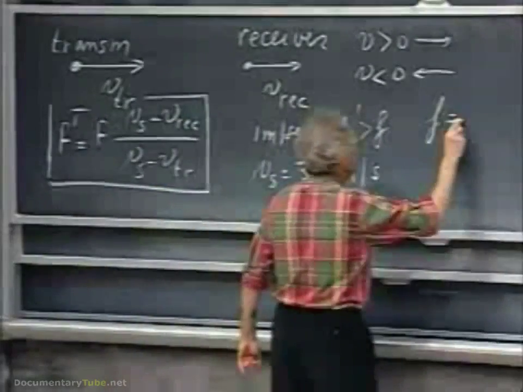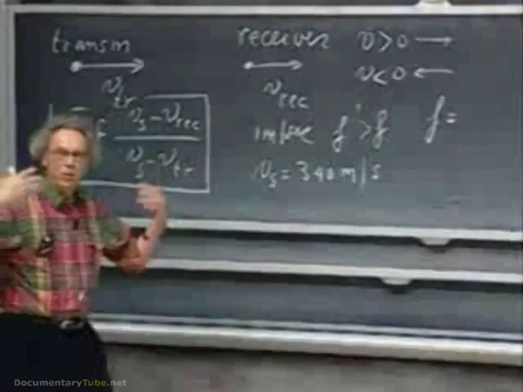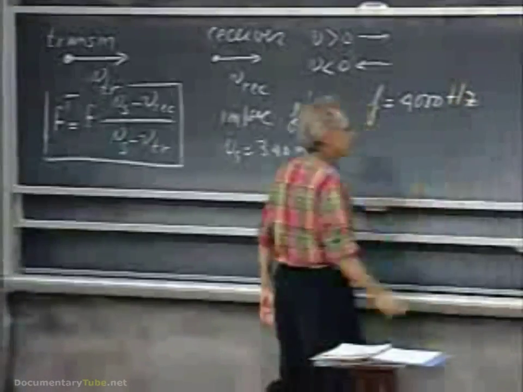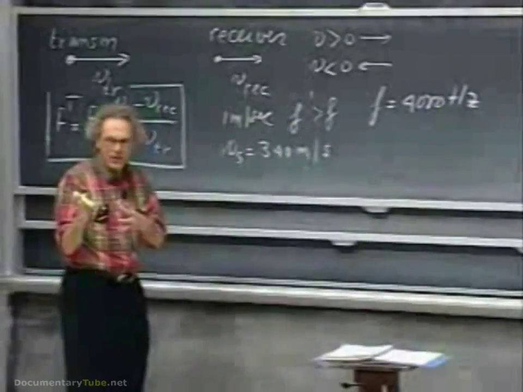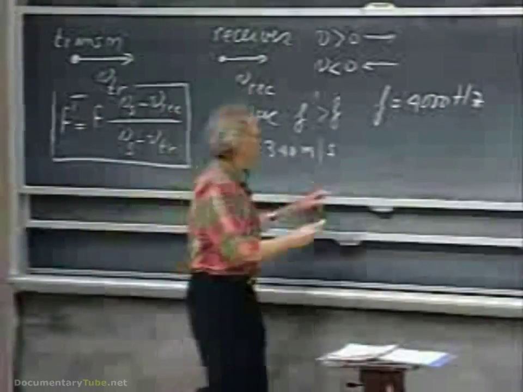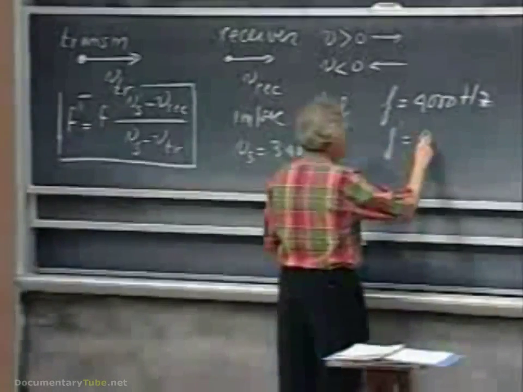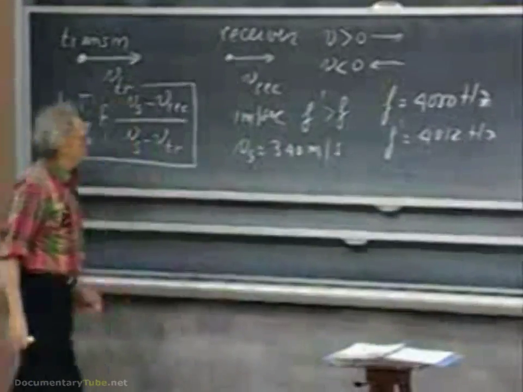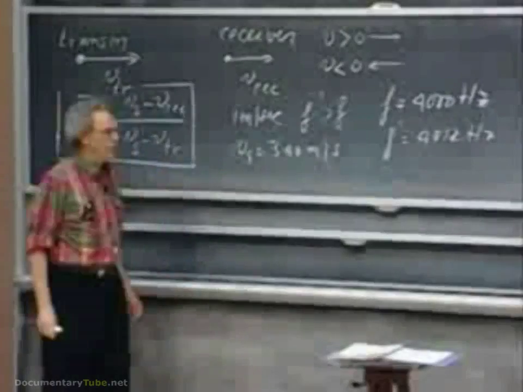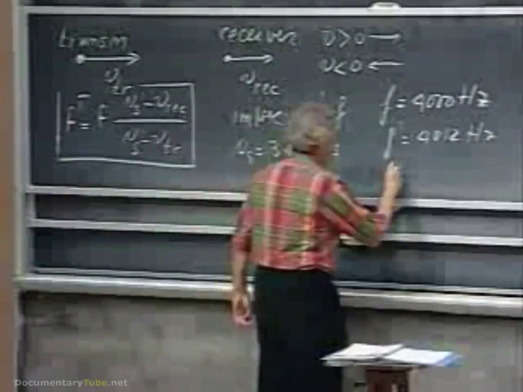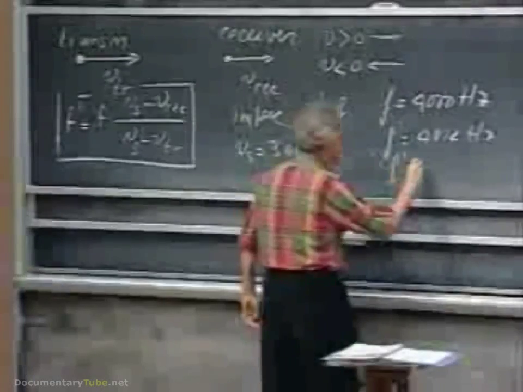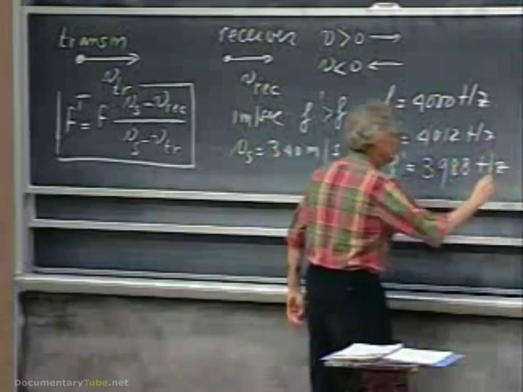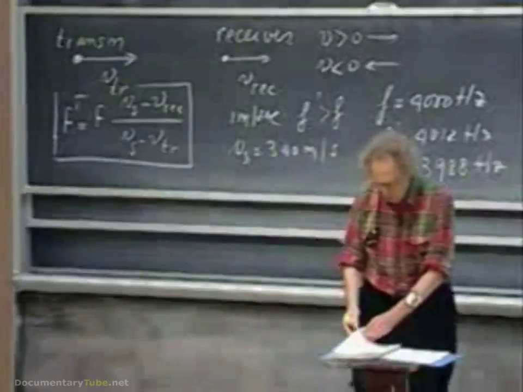So if f, which is the frequency that I will produce, is 4,000 hertz, then if I move to you with 1 meter per second, which I'm going to try to do, the frequency that you will experience is about 4,012 hertz. It's up by 0.3%, which is that ratio 1 divided by 340. And if I move away from you with 1 meter per second, then the frequency that you will hear is about 12 hertz lower. So you hear a lower pitch, about 0.3% lower.